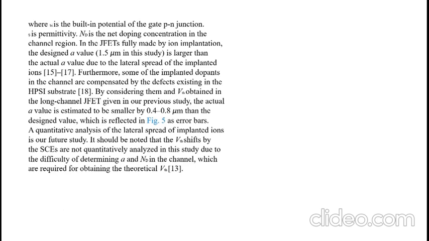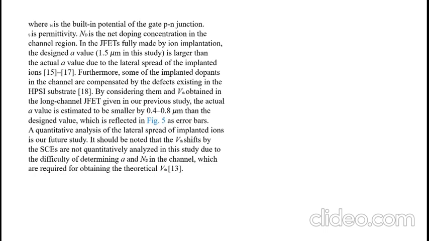Some of the implanted dopants in the channel are compensated by the defects existing in the HPSI substrate. Considering them and the threshold voltage obtained in the long channel JFET given in our previous study, the actual a value is estimated to be smaller by 0.4 to 0.8 μm than the designed value. The quantitative analysis of the lateral spread of the implanted ions is our future study.